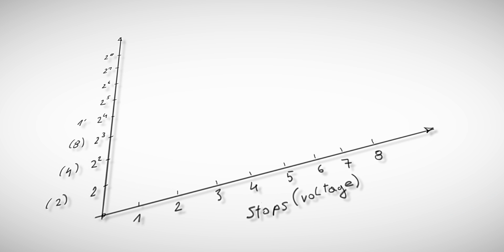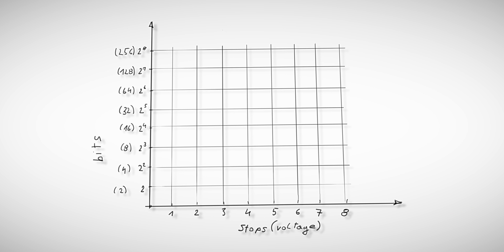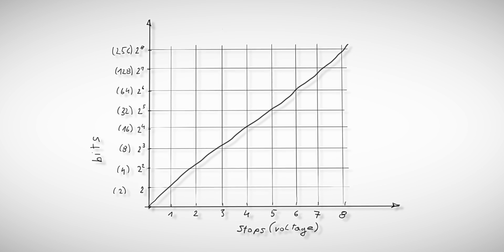But if we plot this on the x-axis, and on the y-axis we plot how many bits of data each of those stops is going to get, we get a graph that looks like this.